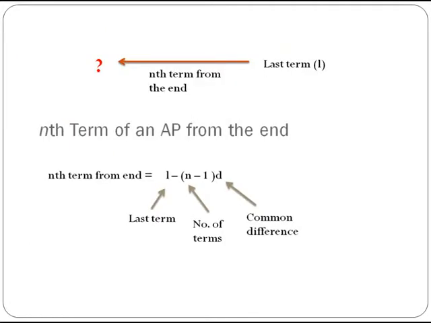Now what if the last term of the AP is given to you and you have to find the nth term from the end? Here is the formula for that. The nth term of an AP from the end is given by l - (n - 1)d, where l is the last term, n is the number of terms, and d is the common difference.